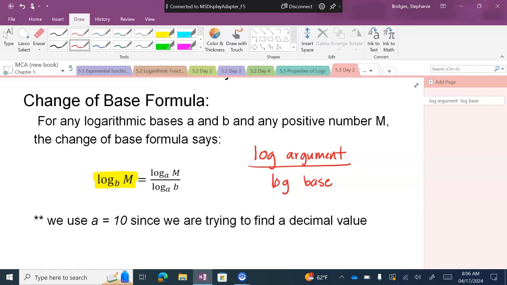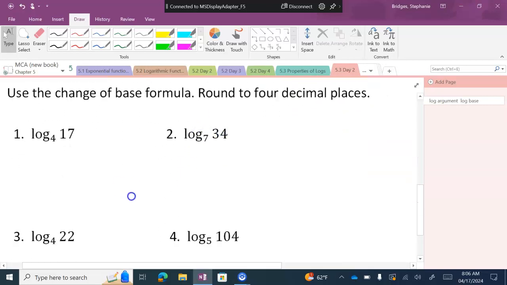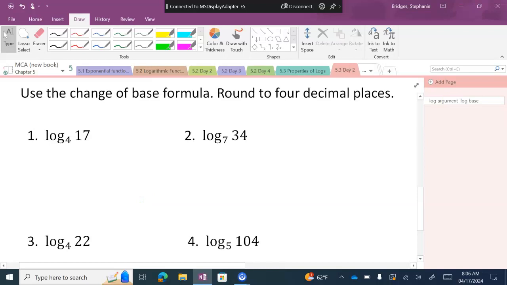We ready? Okay, let's see an actual example. It's telling us to use the change of base formula and to round to 4 decimal places. So if you take a minute and write that first question down, I'll work through it with you, and then I'll let you do the last 3. So if I'm trying to find the value of log base 4 of 17, and I have a calculator that doesn't do any kind of base but base 10, which one of those numbers is my argument, 4 or 17? 17.